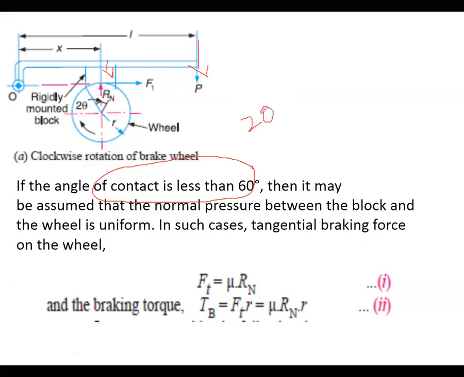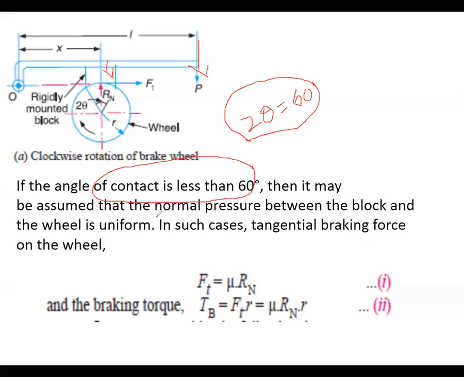2 theta must always be 60 degrees, not greater than that. If it is greater than that, we will see what the case is in future classes. So at present, keep in mind that the angle 2 theta is 60 degrees, and the angle of contact is less than or up to 60 degrees.